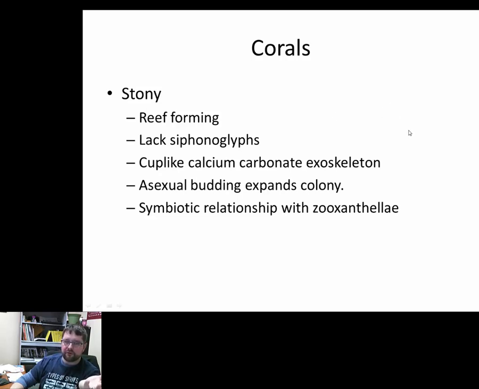The polyp itself is going to excrete calcium carbonate as kind of an exoskeleton, and that's the hard portion of the coral that you see when you examine coral reefs. Again, like I said before, the polyps will often go through asexual budding to expand the colony.